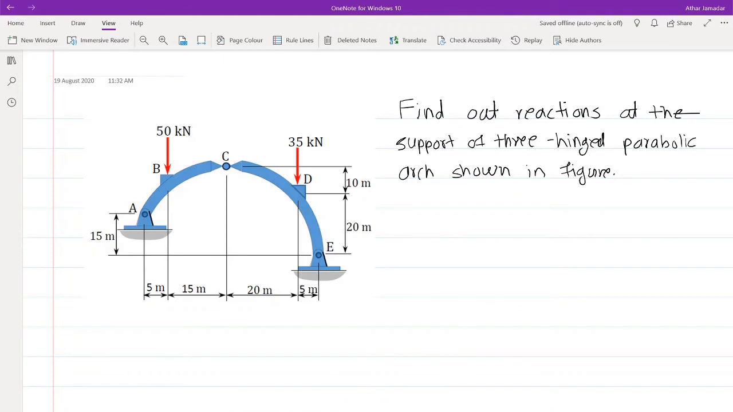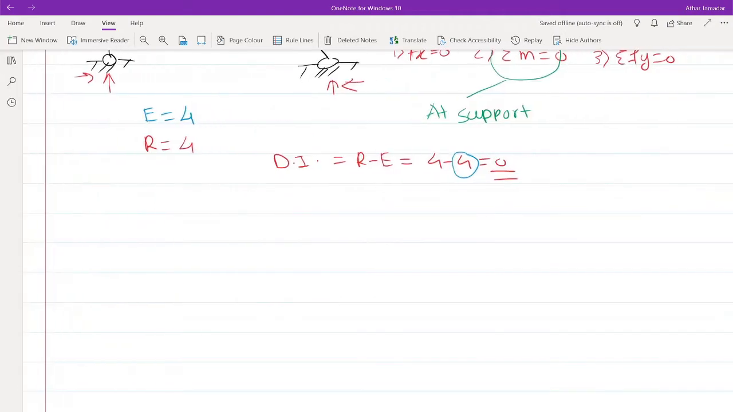The problem is: find out support reactions at the supports of the three hinge parabolic arch as shown in the figure. If you see this particular arch A, B, C, D, E, there are two supports A and E, which are separated in elevation by 15 meters. That means there is a support difference of 15 meter, and the span of arch is 25 meter.